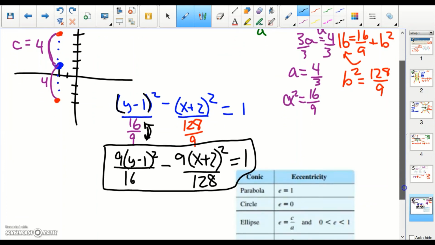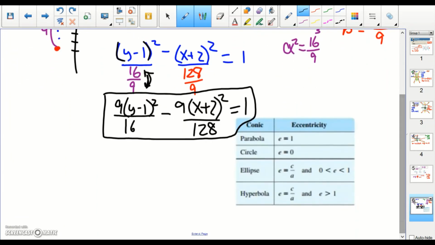So then the last little bit here just kind of sums up some eccentricities. Eccentricity of a parabola is 1, of a circle is 0, an ellipse is going to be in between 0 and 1. The closer to 0 it is, the closer to a circle it is. Okay, and then a hyperbola, the eccentricity is going to be bigger than 1.